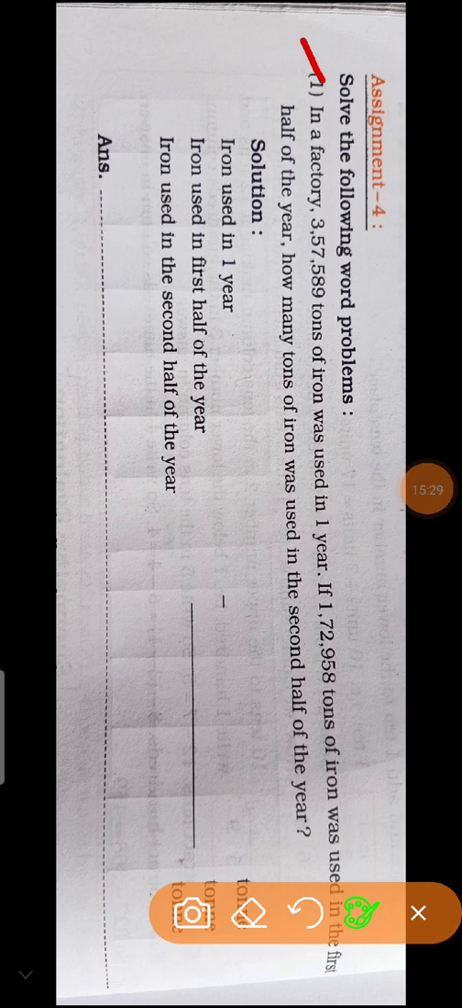3,57,589. And if 1,72,958 tons of iron was used in the first half of the year. First half of the year means what? In the first 6 months. So how many tons of iron was used in the second half of the year? Second half of the year means the next 6 months. In 1 year how many months are there? 12 months. So first half year means first 6 months and second half means last 6 months.